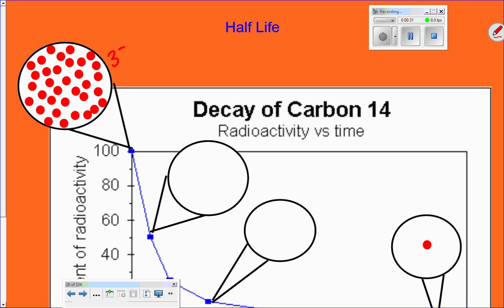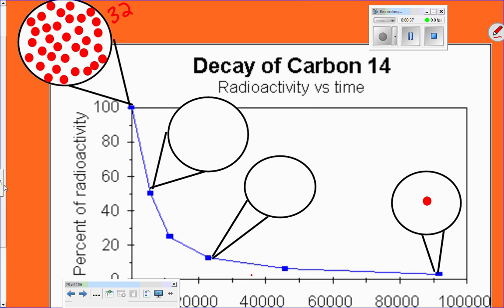we had 32 atoms, which really isn't very many, but after we went through a half-life, we would only have half of that remaining, so we'd have 16. After another half-life, we'd be down to 8. After another half-life, we'd be down to only 4. After another half-life right here, we'd be down to 2. And then finally, after another half-life, we would be down to 1.